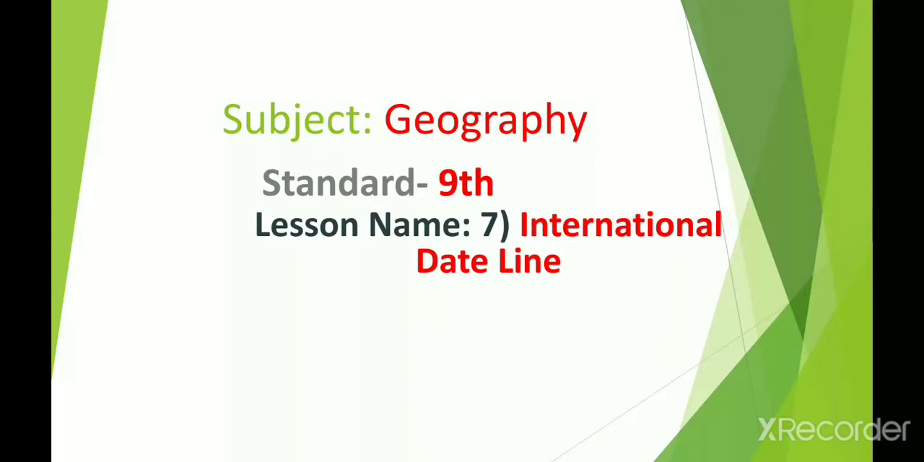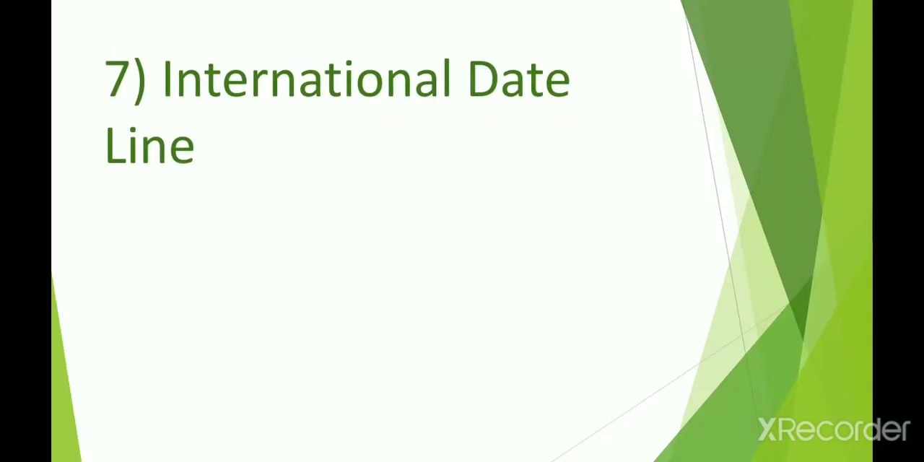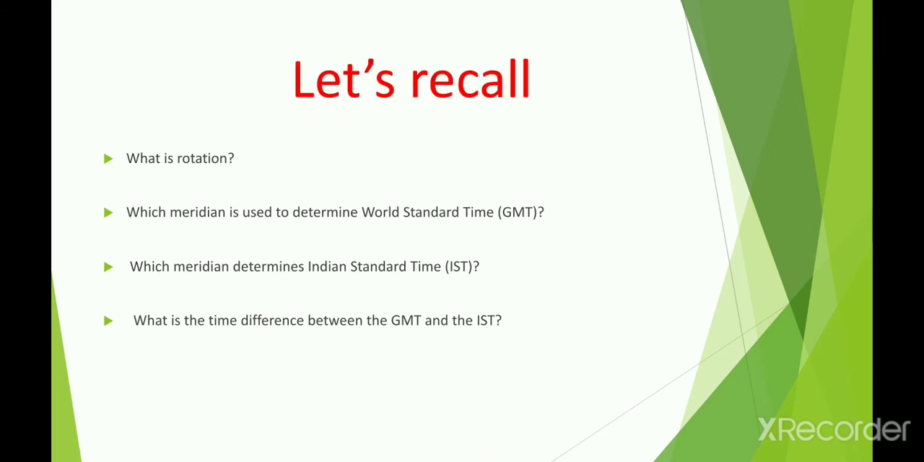Today we are going to study the subject Geography, Standard 9th, Lesson number 7: International Dateline. Students, in the previous standard we already learned about local time and standard time. What is local time? The time of a place as decided by the location of the sun in the sky is known as its local time. And standard time refers to the fixed time for places following the same meridian, set in a country by law. We have already learnt this in the previous standard.